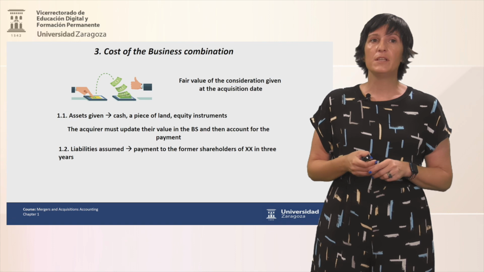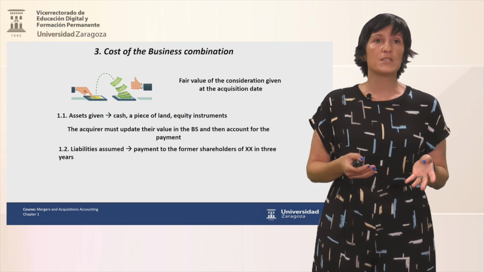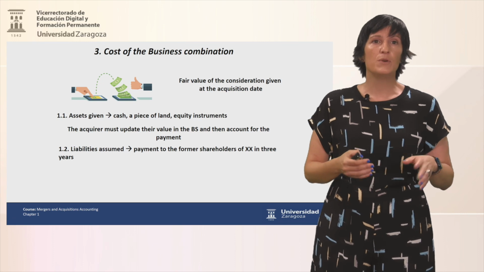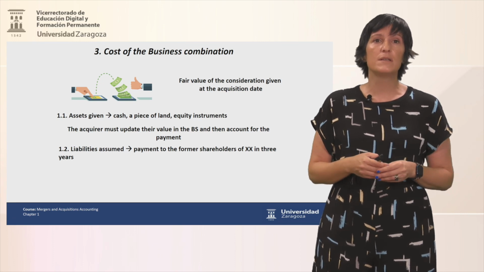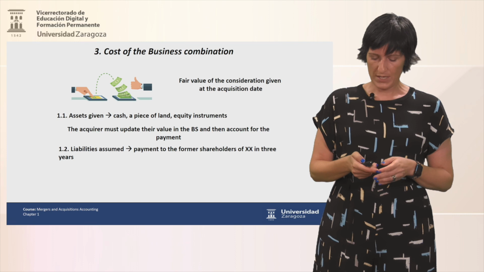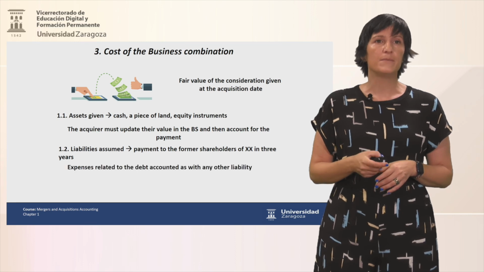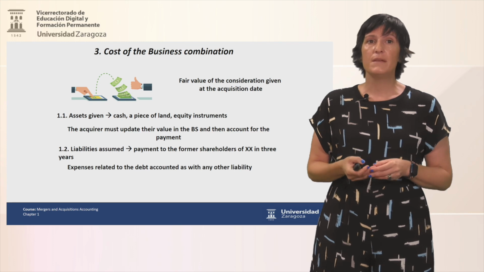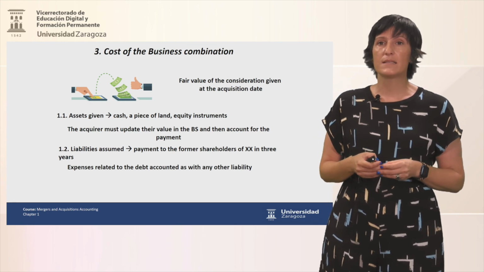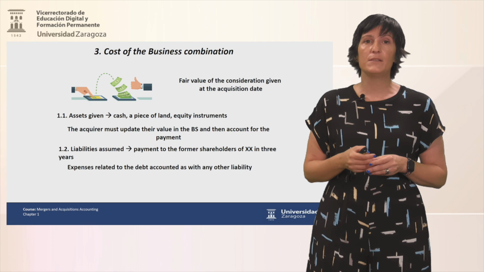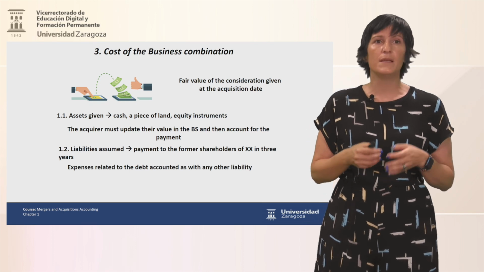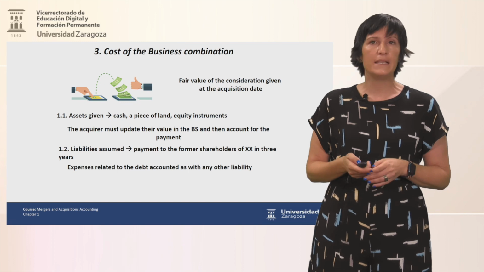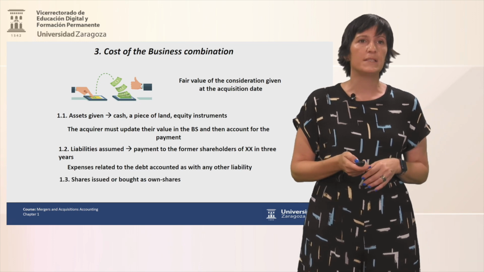The next thing we need to take into account is whether we assume any liability of the other company. So we will do an additional payment to the shareholders, or we will assume any other liability. If we have any expense related to this liability, it will need to be considered as with the rules that we apply to any other one. So usually they will be included in the liability to obtain the effective interest rate.